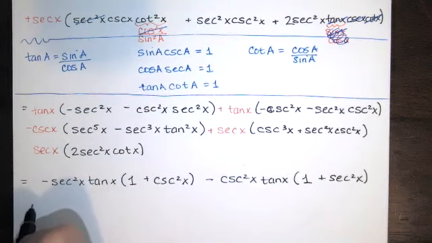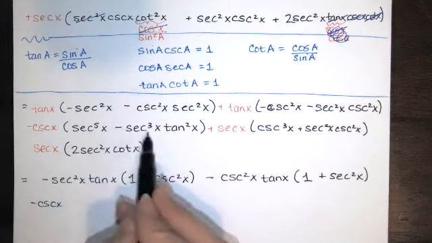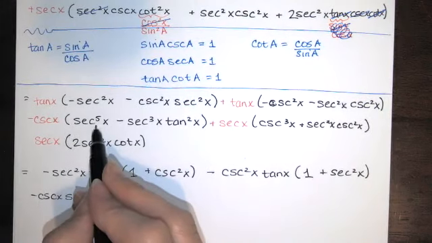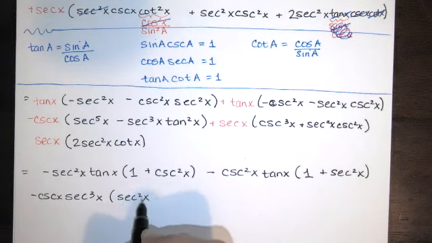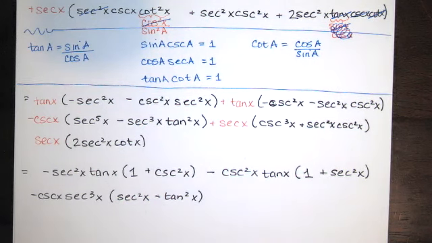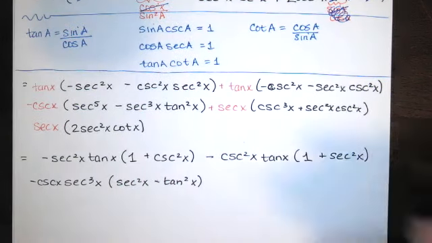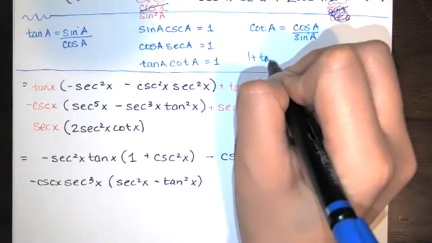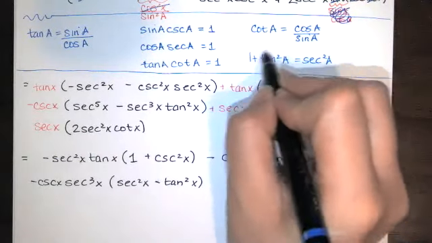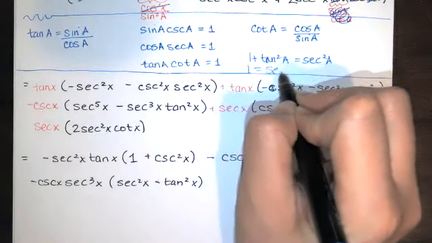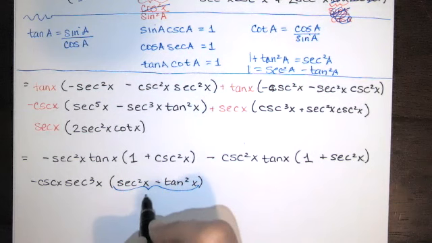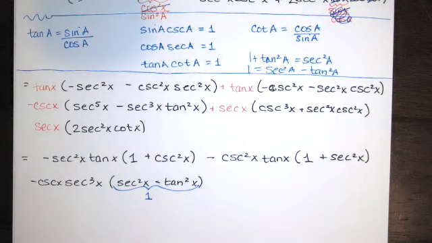Then over here, we've got a negative cosecant of x, and these have a secant cubed in common, so I'll factor that out. And then I'm left with a secant squared x from here minus tangent squared x. Now here's another fact. 1 plus tangent squared of some angle is equal to secant squared of that angle. So if I subtract this guy from both sides, I get 1 equals secant squared of my angle minus tangent squared of my angle. So this guy is actually 1. That's nice, that works out.